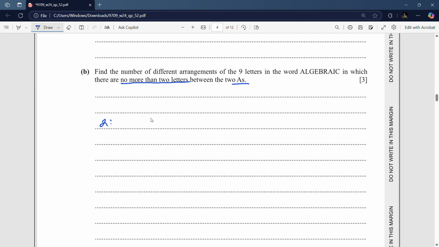So you have 3 ways of arranging them. First one is putting 2 letters between the A's. So you have all other 7 letters arranged in whatever order they want. So you have a total of 7 factorial ways of arranging them, and we can change the places of the A's. For example, they can be here, or here, or here. So there are a total of 6 ways of arranging the 2 A's, so it will be multiplied by 6.